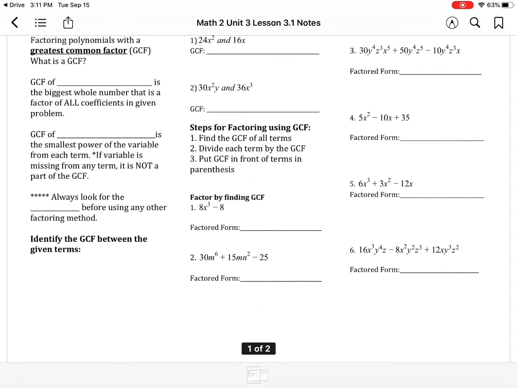Do you realize that this is the Math 2 notes, not the Honors Math 2 notes? Honors Math 2 students, the only thing different is a few extra problems, but you will still get the main ones, the more difficult ones. So let's begin.